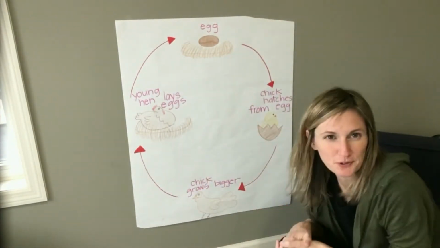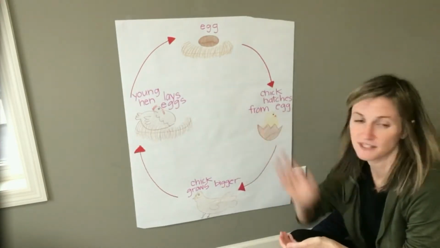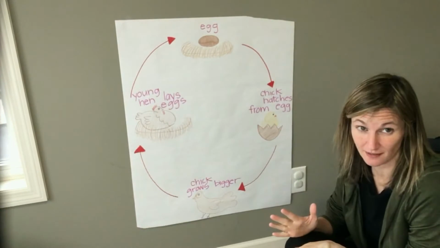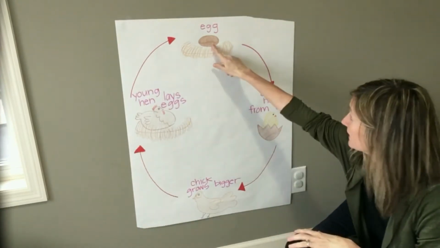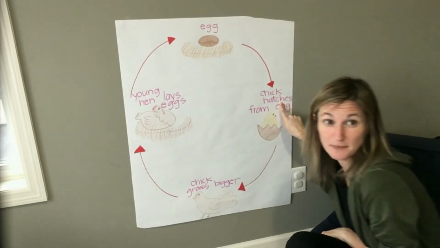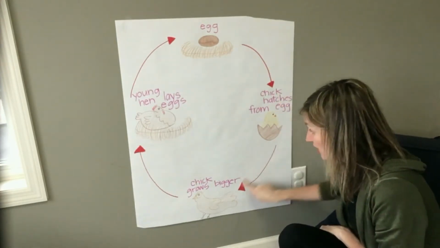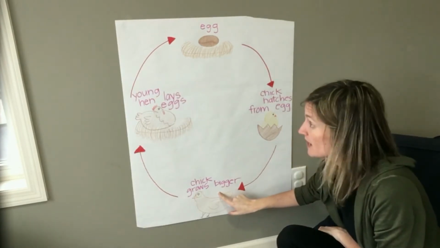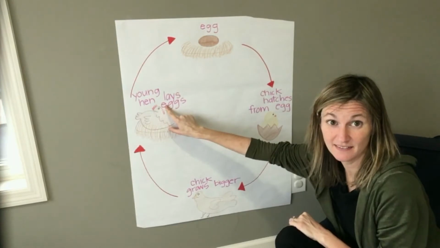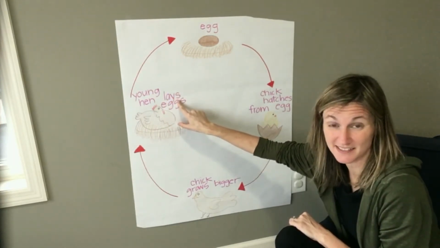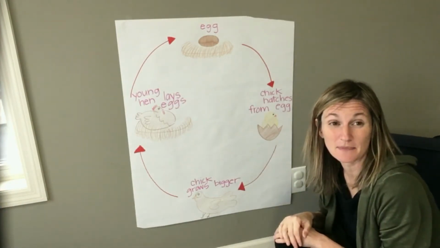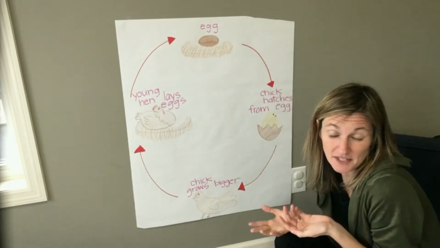So before I read the story, I actually made my own life cycle because we'll want to look back at it later. But we know a chicken's life cycle starts as an egg, and then that egg hatches, and a chick comes out of the egg. And then that chick grows bigger, and if it's a girl or a female, it's a hen, and then that hen starts laying eggs. And it kind of continues to start over and over again, okay? Every living thing has a life cycle.